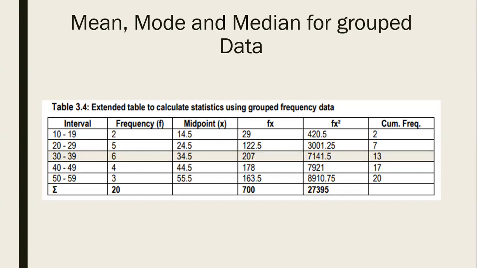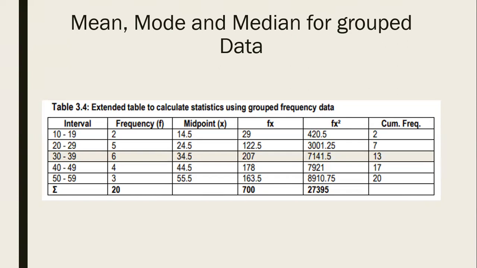Now, when it comes to fx squared, you are simply taking the midpoint multiplied by fx. So you are saying 14.5 by 29, 24.5 by 122, 34.5 by 207, 44.5 by 178, 55.5 by 163.5. Then you get these values here. Then the cumulative frequency, I told you how to do it already, so I can't repeat that.